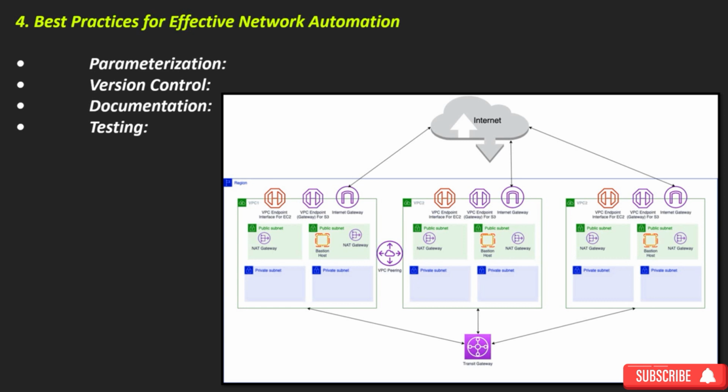To overcome the challenges and to maximize the benefits of network automation, just consider the following best practices, starting from parameterization. Use parameters to make templates more flexible and adaptable. That is a very important stage. And version control also we need to focus on. We need to implement version control for IaC templates to track different types of changes and manage updates systematically.